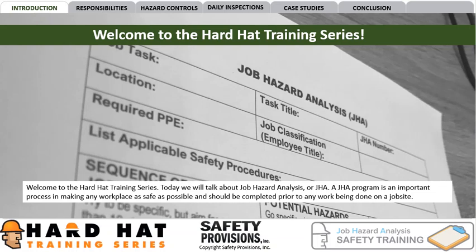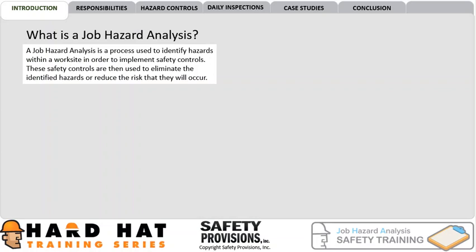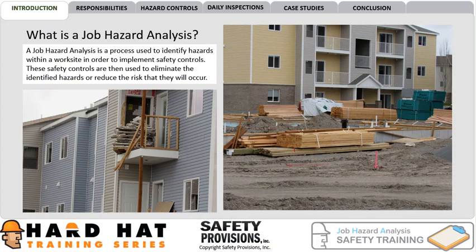Today we will talk about Job Hazard Analysis, or JHA. A JHA program is an important process in making any workplace as safe as possible and should be completed prior to any work being done on a job site. A job hazard analysis is a process used to identify hazards within a work site in order to implement safety controls. These safety controls are then used to eliminate the identified hazards or reduce the risk that they will occur.